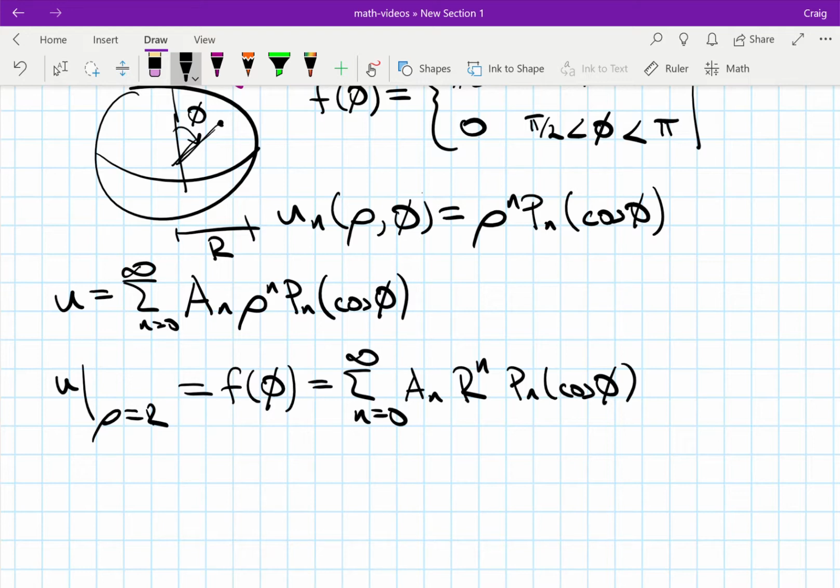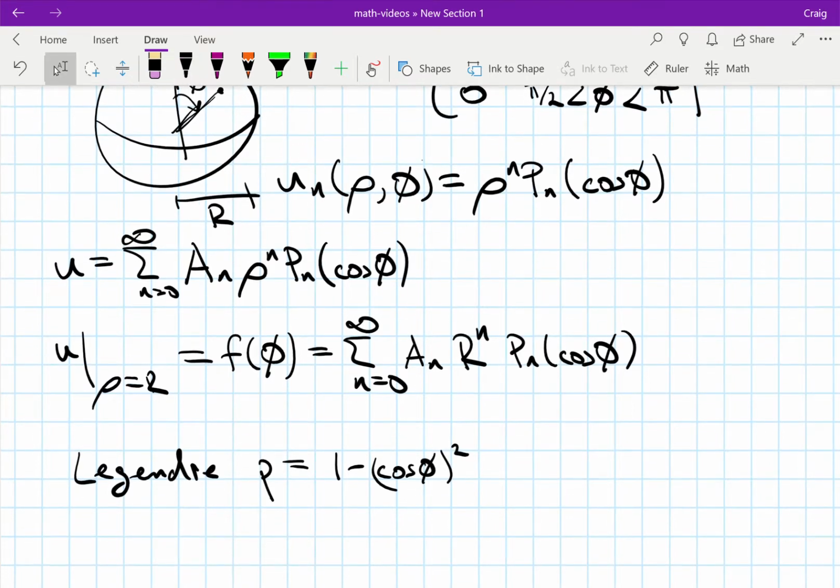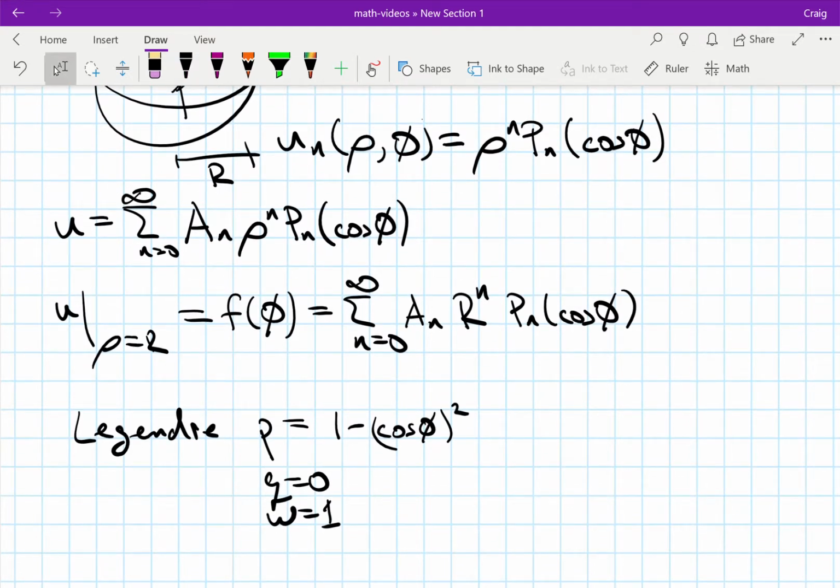Okay, and so as usual, how do we find coefficients in a Sturm-Liouville expansion? We have to project. And so remember, for the Legendre equation, the p function was 1 minus cos squared phi, the q function was 0, and the w function was 1. Since the w function is 1, projection just means integrating with respect to the cos phi variable.